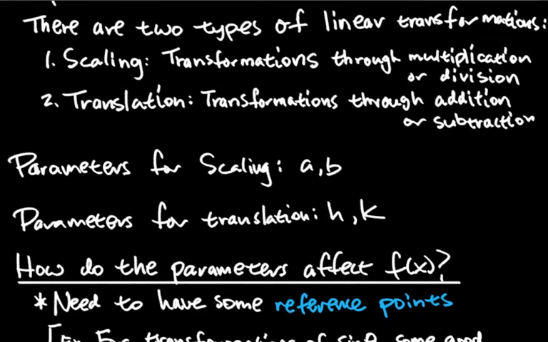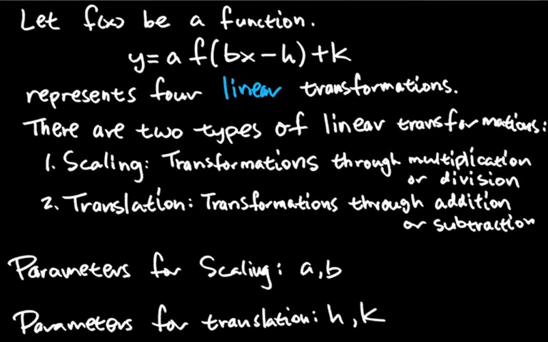First thing is scaling versus translation. A and B, they scale because, as you can see over here, A and B are multiplying things, right? A is multiplying outside to the y values, and B is multiplying inside to the x values. And H and K, they're adding and subtracting, so they're going to be the ones for translation.